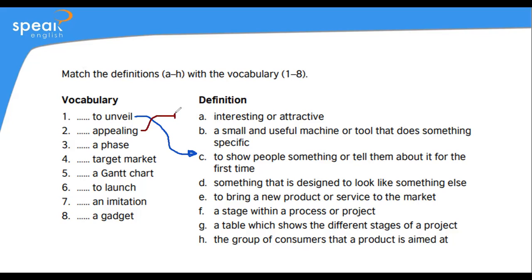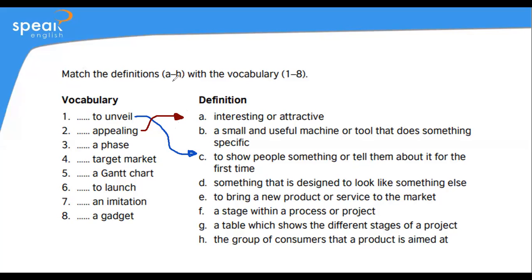So we can say something like, "Oh, breakfast looks so appealing today," or "this fruit looks so appealing." So it is very interesting, or attractive. Or a topic could also be appealing to you because it calls your attention.